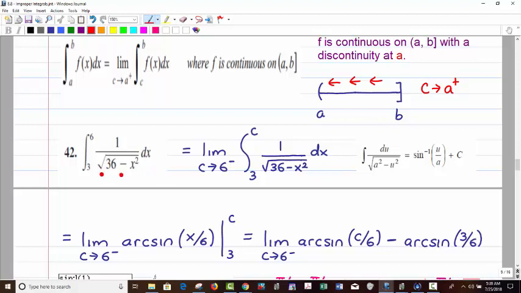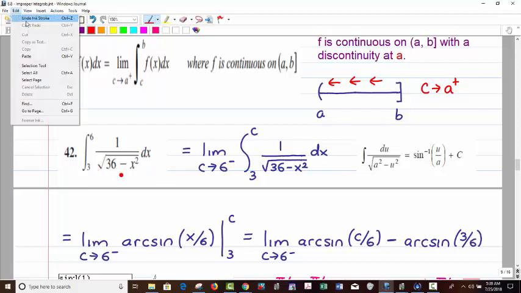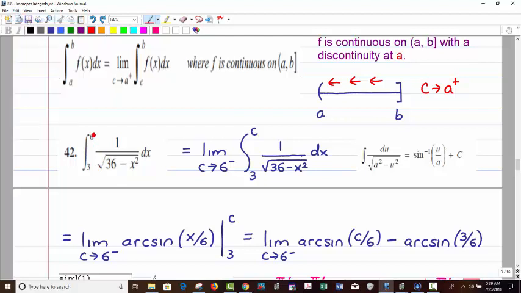And so the discontinuity is at 6. It's the upper value, so that means it will have the minus notation. So we go from 3 to C. And once again, like I said earlier with this lettering, you could really use B here if you wanted to. That's fine. I'm just using the C as it's defined, but you could use B or A or whatever you wanted for any of them. And this integral is just in perfect arc sine form right here.